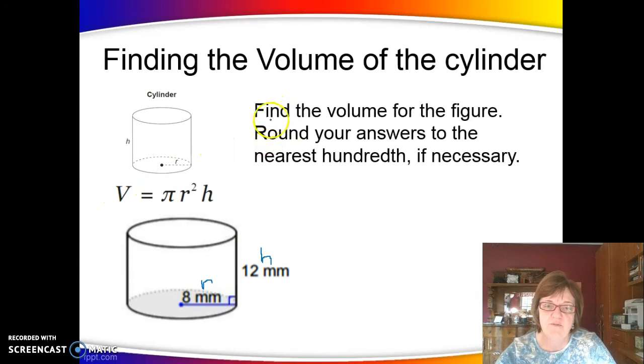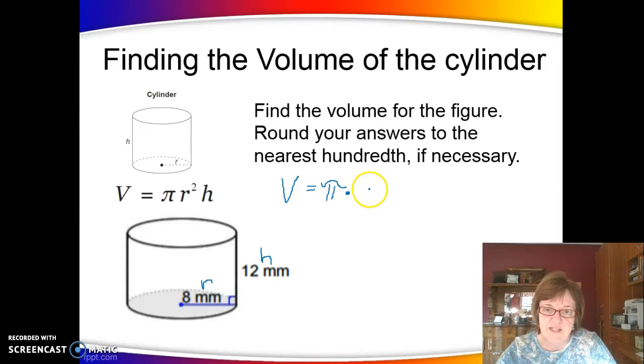Now notice the question says, find volume for the figure. Round your answers to the nearest hundredth. All right, so far we've been mostly doing tenth, but nearest hundredth if necessary. So we are going to use an approximation for pi in that case. So here we go. V equals, now pi, I'm going to write the symbol pi, but when I put it into my calculator, I'm going to use the pi button. And we all know where that is, I hope by now.